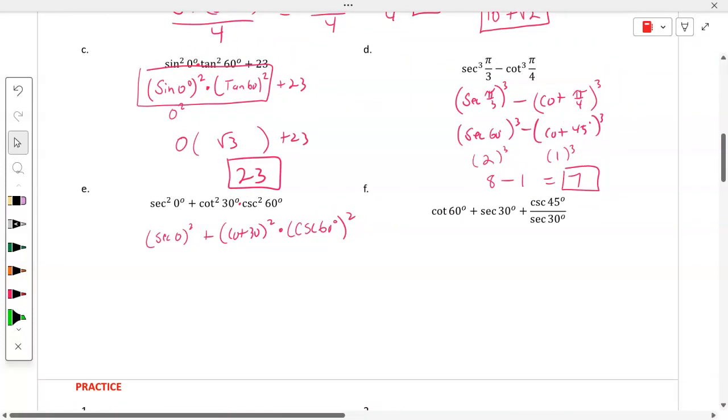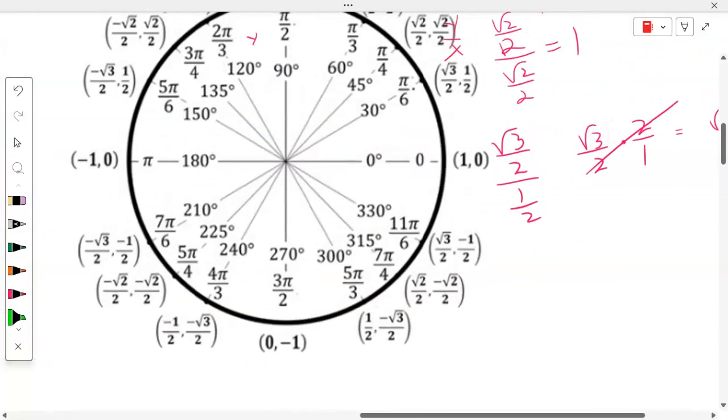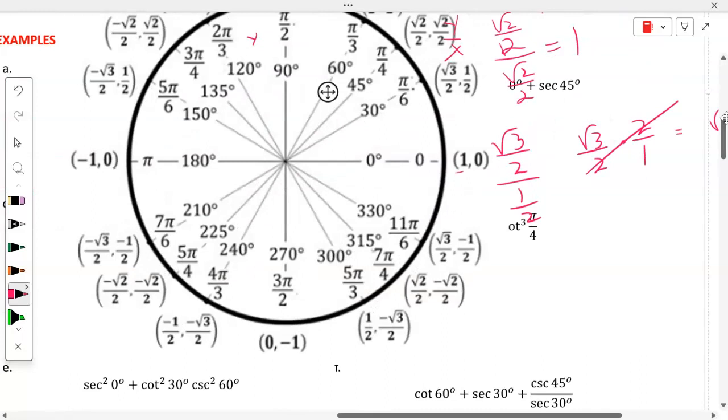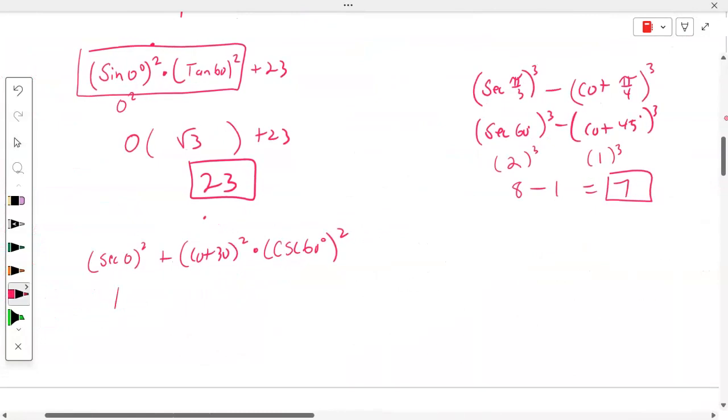The secant of 0, well, I know that's the flip of cosine. Cosine is x, so we're looking for the x value at 0 degrees, which looks like it's 1, and we're going to flip it. It's really 1 over 1. If we write the reciprocal, it's still just 1 over 1, or 1. So long story short, we're going to have 1 squared, if I'm not mistaken.